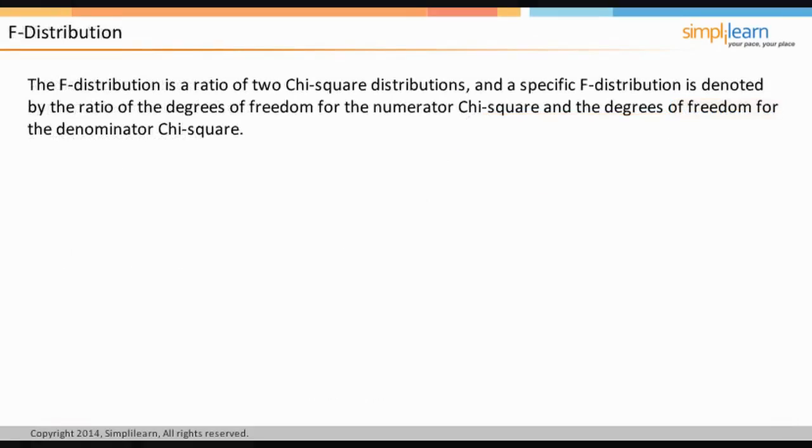The f-distribution is a ratio of two chi-square distributions. A specific f-distribution is denoted by the ratio of the degrees of freedom for the numerator chi-square and the degrees of freedom for the denominator chi-square. The f-test is performed to calculate and observe if the standard deviations or variances of two processes are significantly different. The project teams are usually concerned about reducing the process variance.